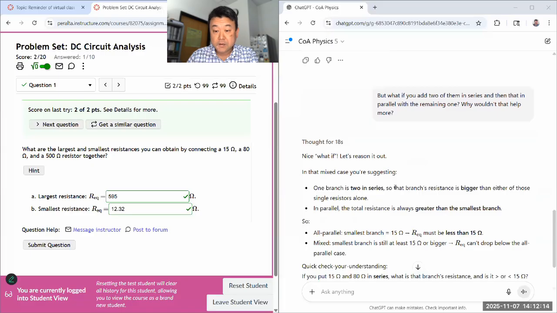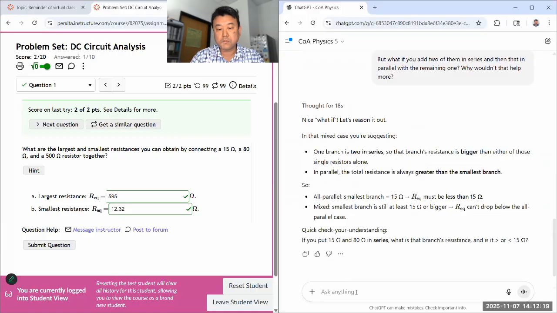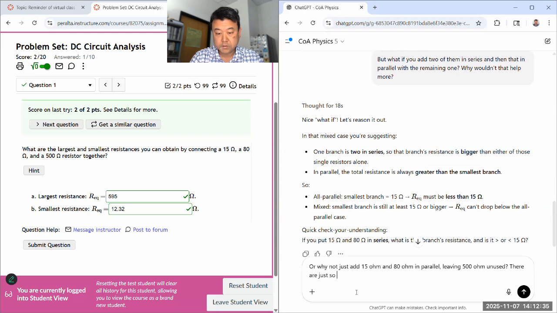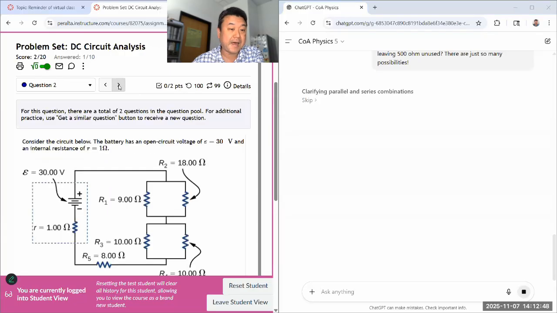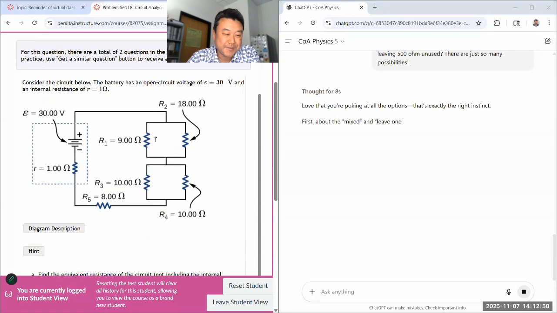Two in series, that's bigger than, yeah. Or why not just add a 15 ohm and 80 ohm in parallel, leaving the 500 ohm unused? There are just so many possibilities. While it's answering, let me look for one other question to ask in DC circuit analysis, and then I'll maybe try live editing CoA Physics GPT.